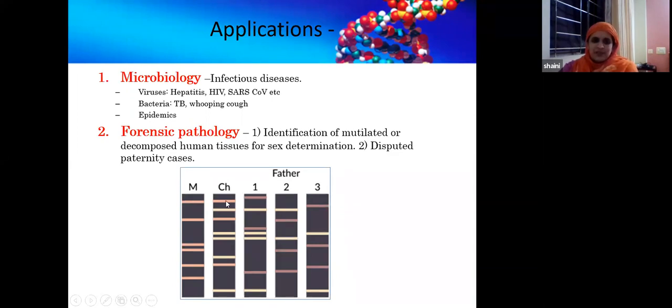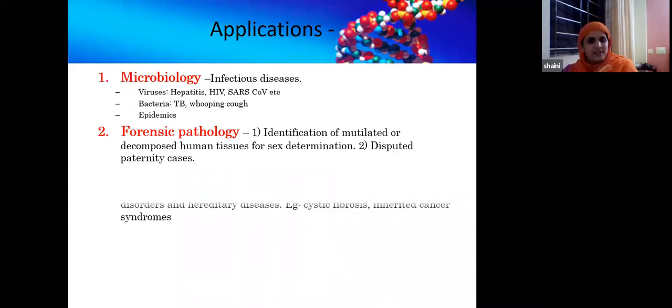Based on this, can anybody make a guess as to which is the father? Any guesses here? Okay. Here you see this: this is most probably the father, because you see more fragments matching here. So using this test, you can use this in disputed paternity cases. This is just an example here.